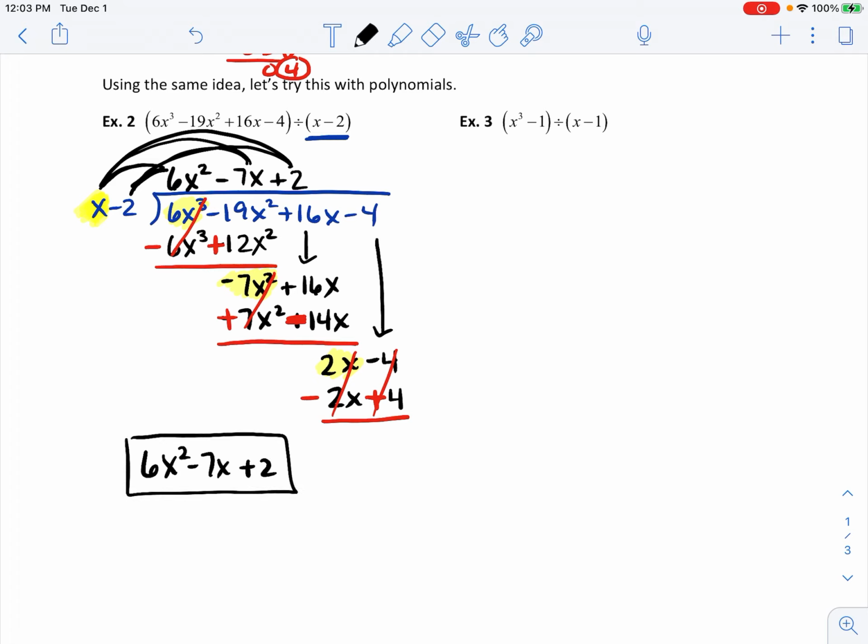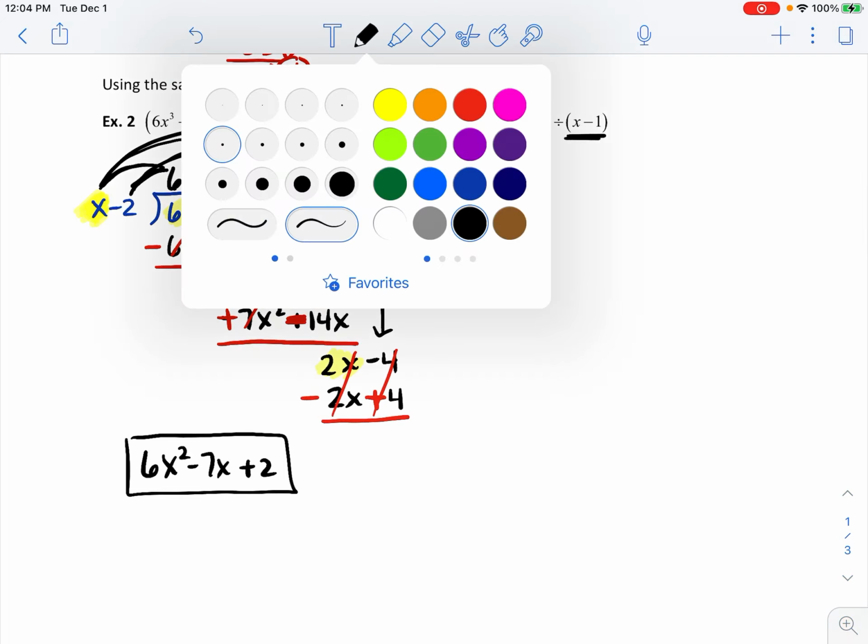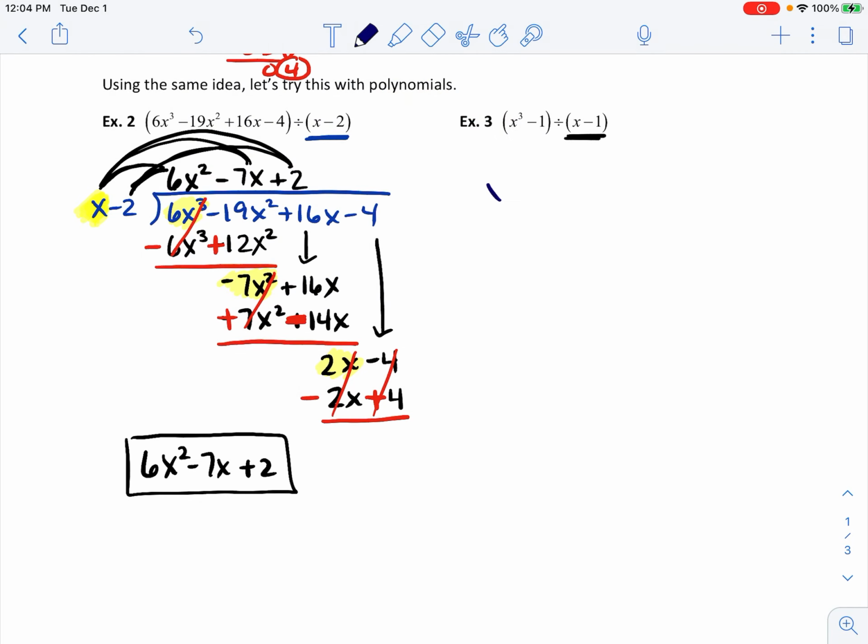All right. Okay, let's do one that's a little bit trickier. So example 3 is kind of weird. It looks easy, but it's actually tricky. So what am I dividing by? I'm dividing by x minus 1, right? So I'm going to write x minus 1. Let's do that in blue.